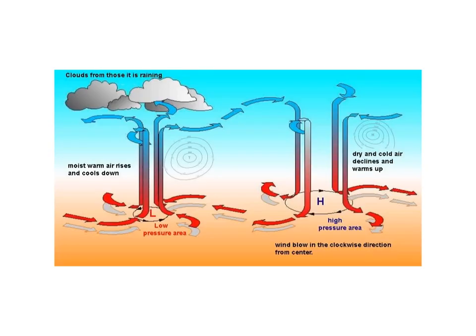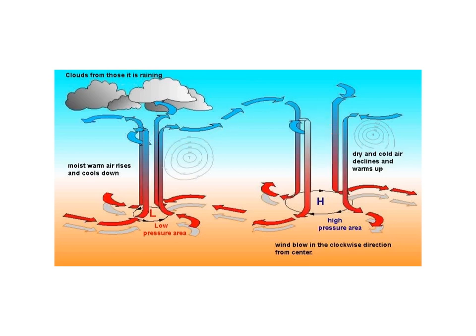So to recap, we have air going in a counterclockwise direction, spiraling inward at a low pressure area where the air is warm. When that air is warm, it's going to rise. That warm, moist air is going to rise. As it rises upward in altitude, it's going to begin to cool and then condense, and it will possibly form clouds and rain.